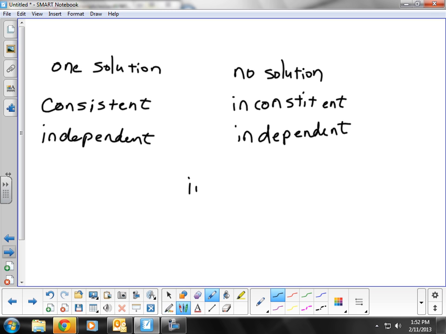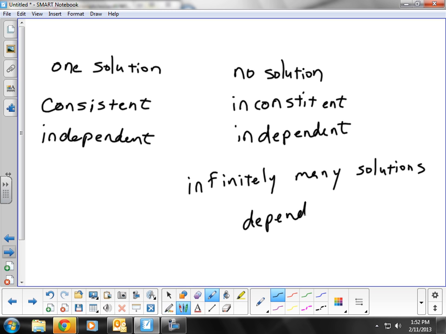And then we have the one with the infinitely many solutions, where it's actually just one line in disguise. So of course that's definitely dependent, right? Because that's what dependent meant, it's really the same line. But let's talk about consistent or inconsistent. Which one is it? Does it have a solution? Yeah, it's got a whole bunch of solutions, so it's definitely consistent. Okay? So those are the categories.